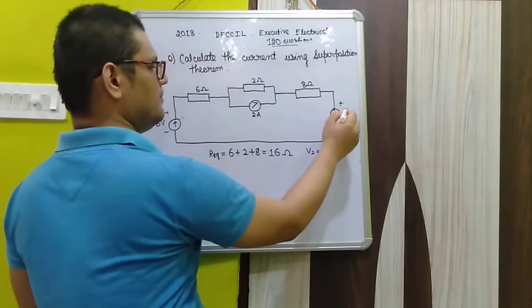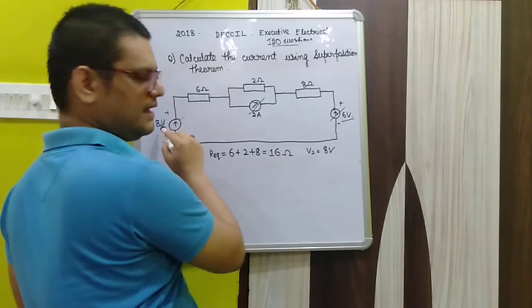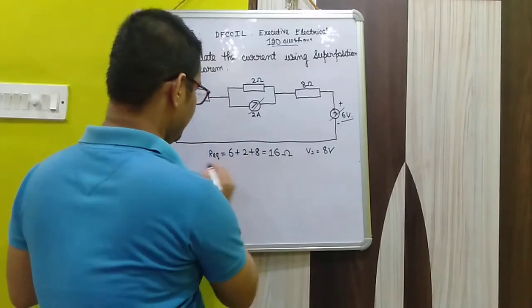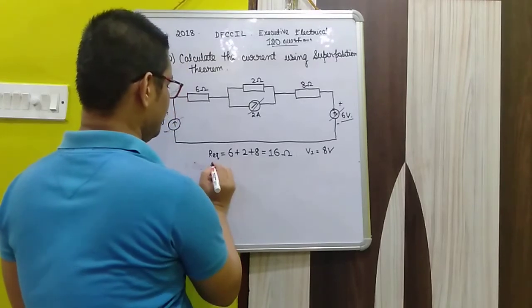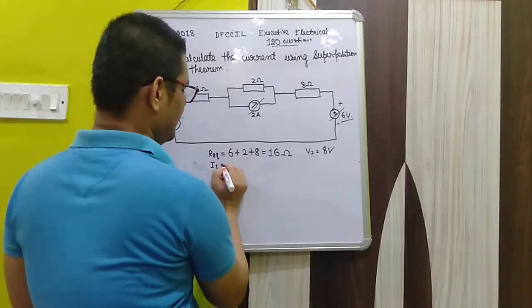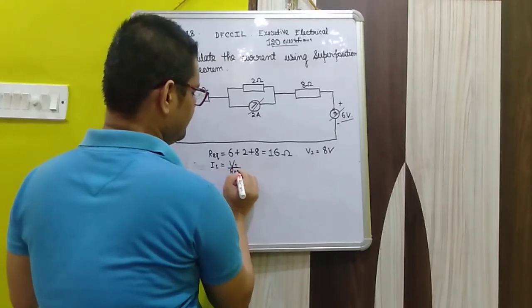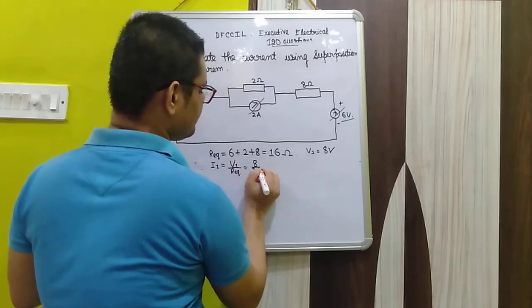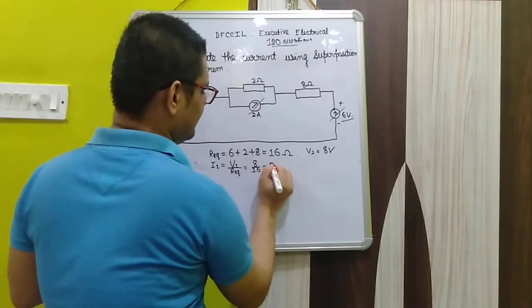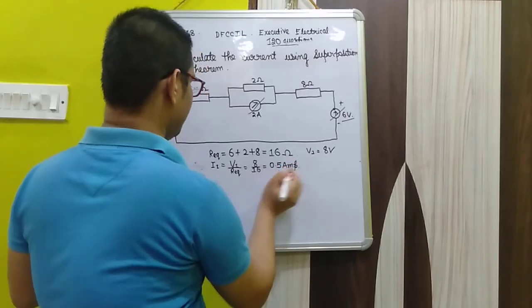First we are going to eliminate this one and this one, and then we take the 8 volt as the reference source. Now we calculate I1. We know the formula, I is equal to V by R, that is V1 by R equivalent. So V1 is 8 volt and this is 16. It's 0.5 ampere.